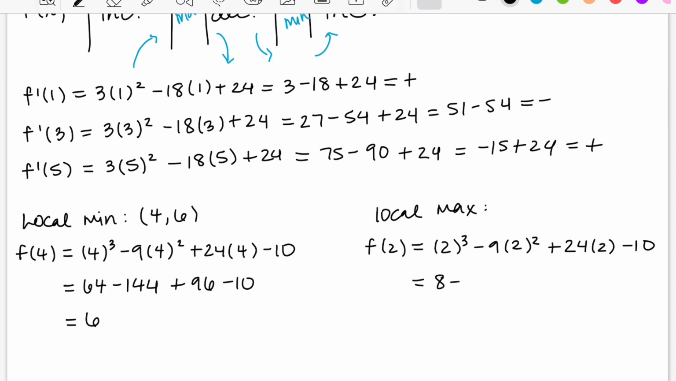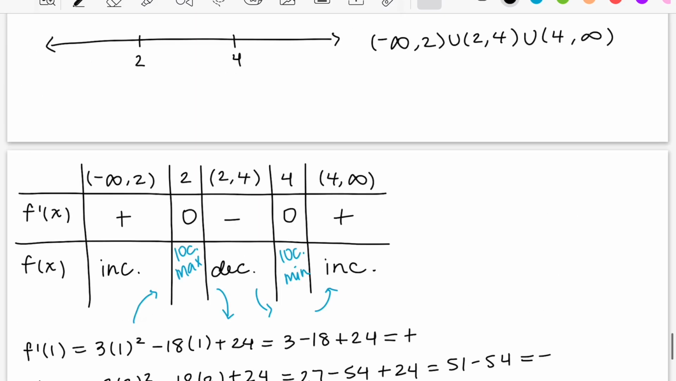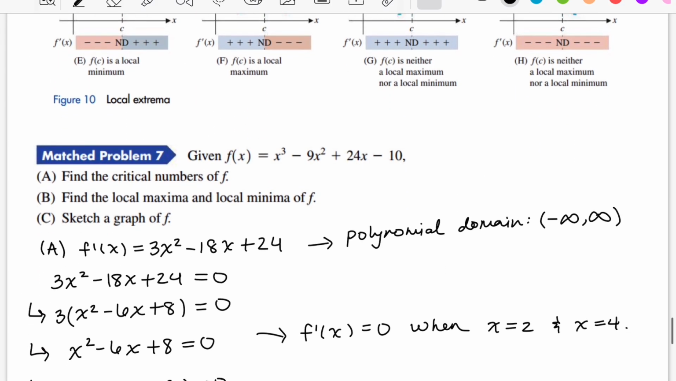So then we get 8 minus 36 plus 48 minus 10. And so this will end up being positive 10. So our local max occurs at (2, 10). All right, so we've done parts A and B of this example, and now we want to sketch a graph of f.